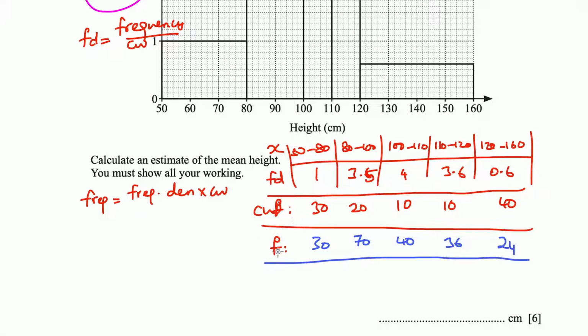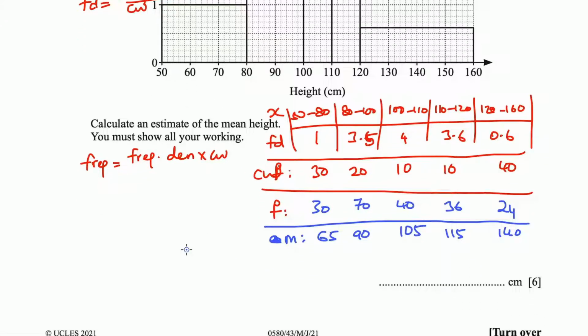And what else do we need? We need the middle values, M. 50 to 80, the middle value of the class is 65. 80 to 100, it is 90. 100 to 110, it is 105. 110 to 120, it is 115. And 120 to 160, it is 140. Now we have the complete picture. So with this, we can directly calculate the mean height.